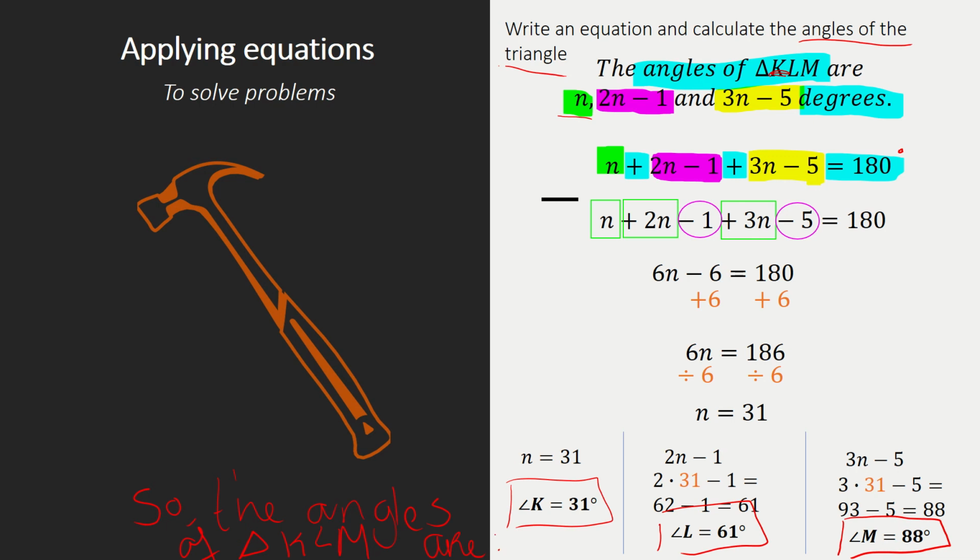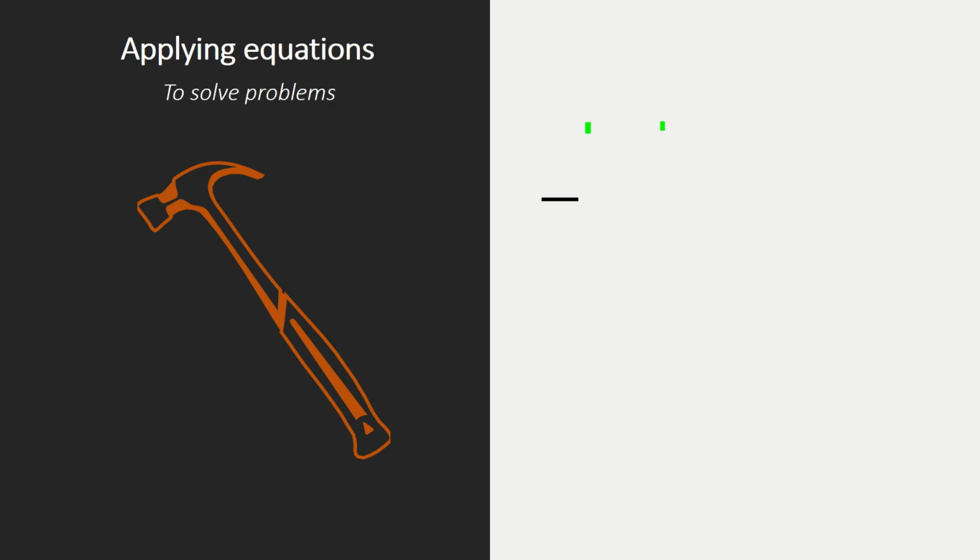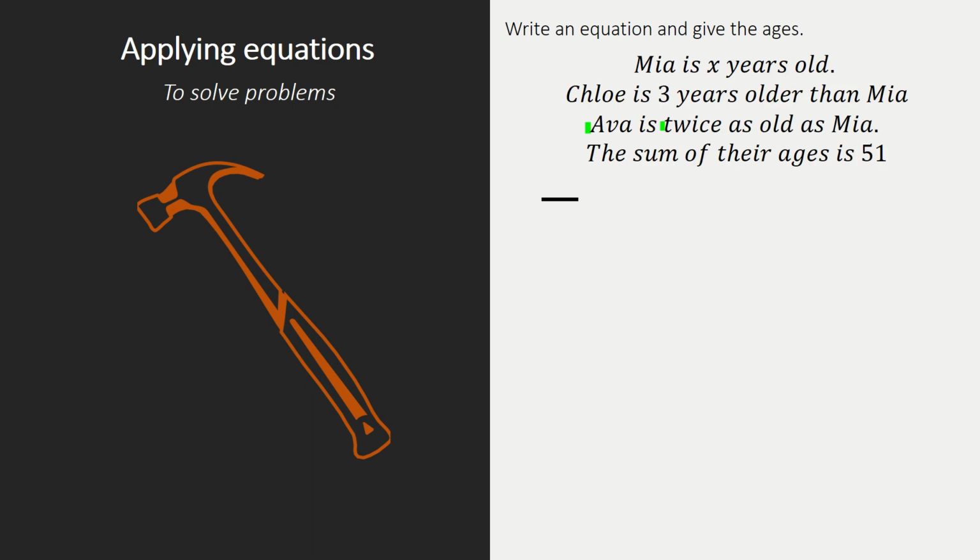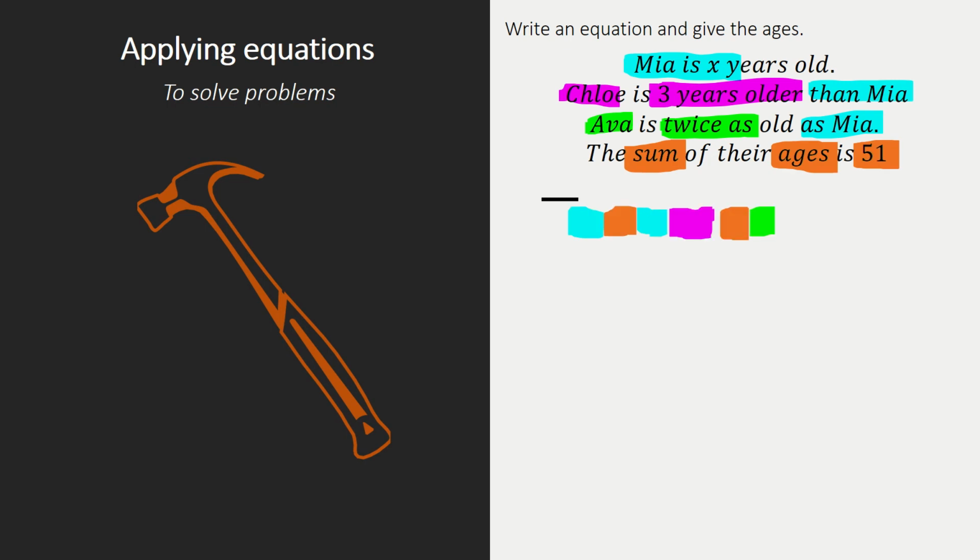Alright, let's have a look at the last example. So a moment ago we wrote an equation for this example. Mia is x years old, Chloe is 3 years older than Mia, Ava is twice as old as Mia, and the sum of their ages is 51. We came up with the following equation: x plus 3 plus 2x equals 51.